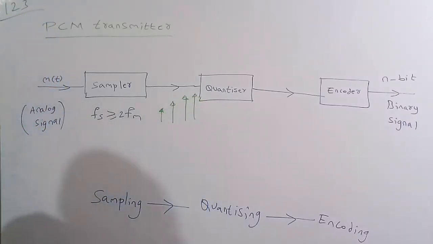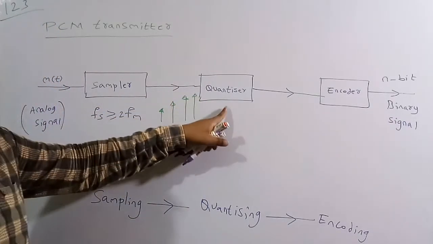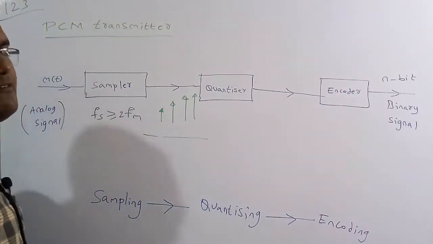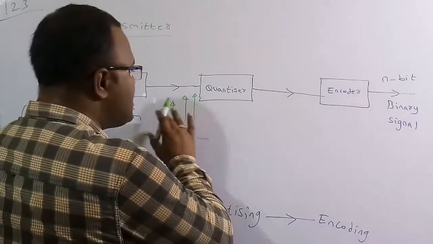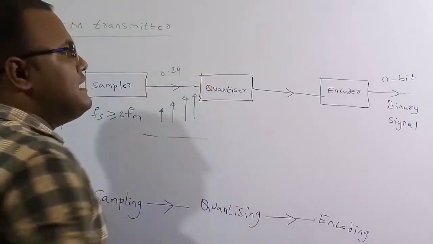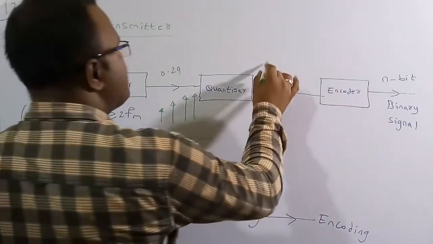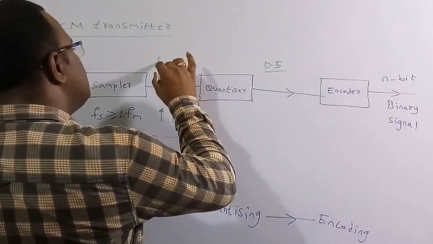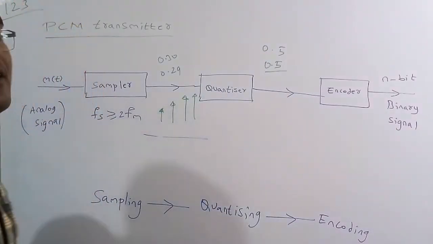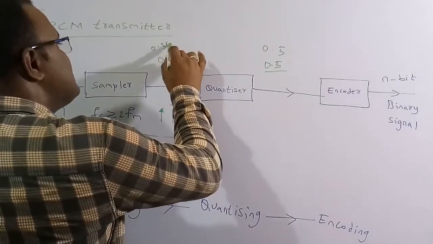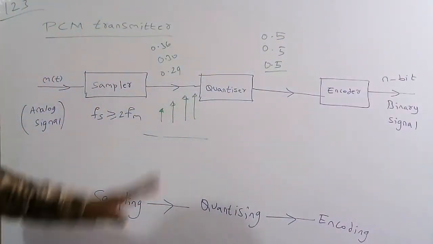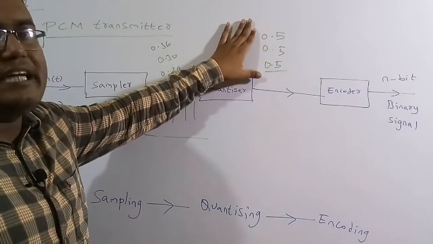This is the nature of the signal in this area, and then we are going to use a quantizer, because here we can get an infinite number of amplitudes. By using the quantizer we are going to fix standard levels. Suppose it is 0.29. Now I am going to assume a standard level of 0.5, so it will become 0.5. Suppose this is 0.30, then also it is going to become 0.5 because it is a standard level. Suppose it is 0.36, then also it will become 0.5. All the signals in this range become the standard value 0.5.